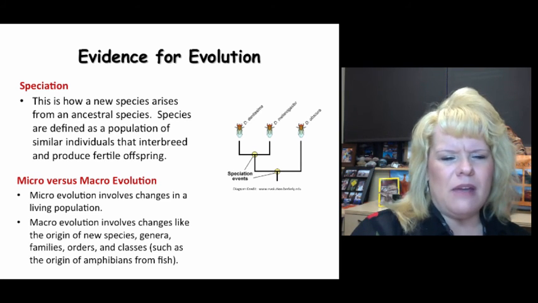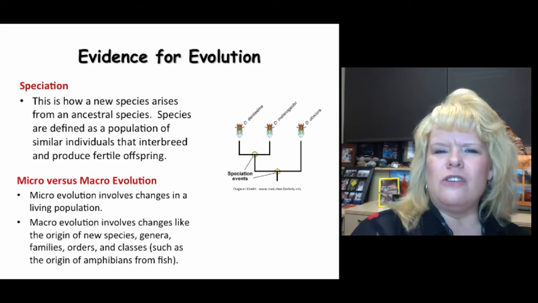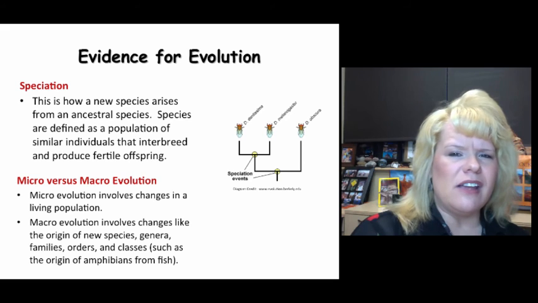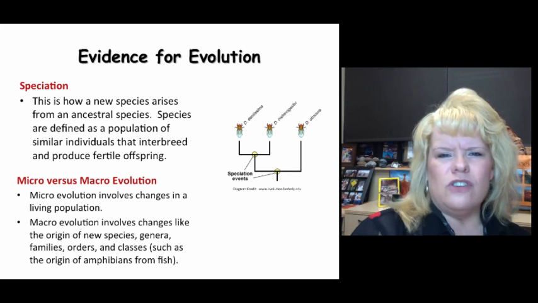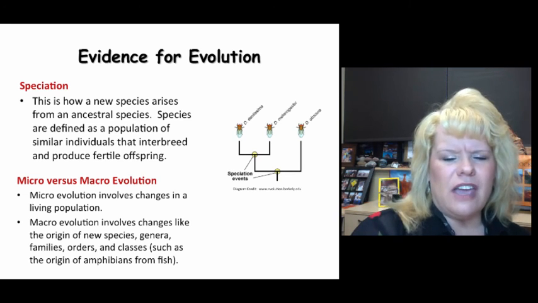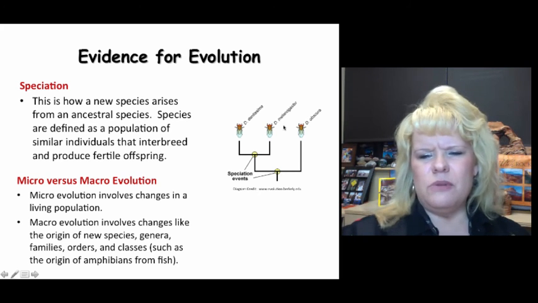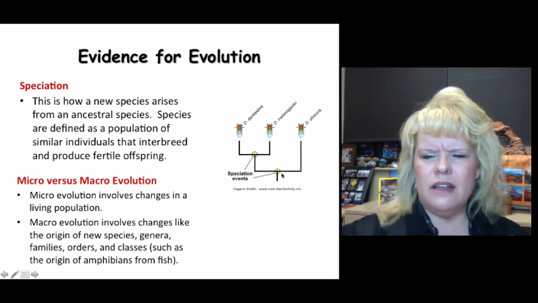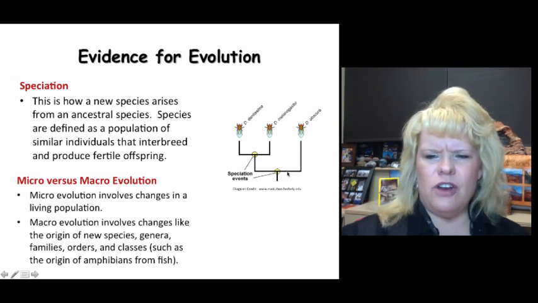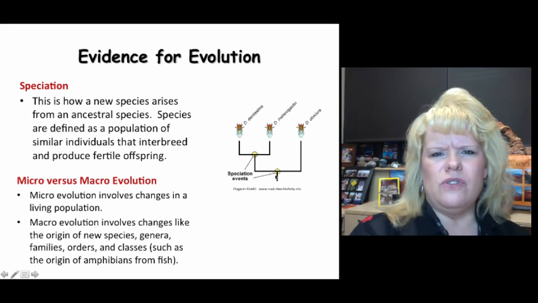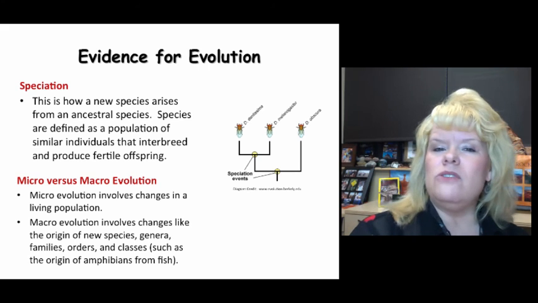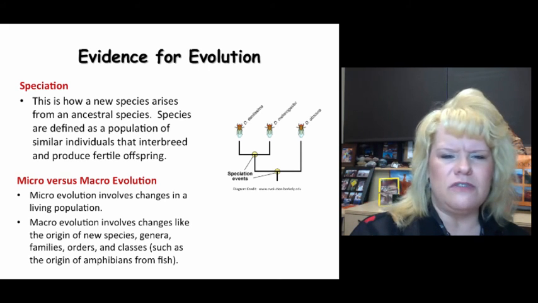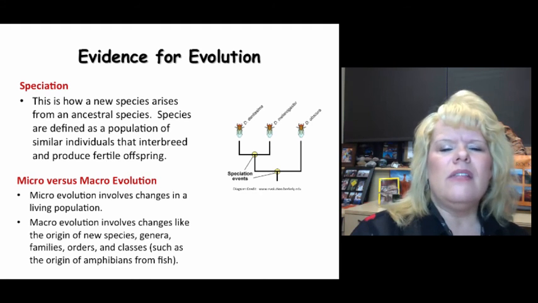We also have to examine micro versus macroevolution. Microevolution involves changes of a population that is living, where macro involves changes like an origin of a new species, genera, families, orders, classes from the Linnaean classification system. So let's look at this. This would be 2 fruit flies, and we have a speciation event that changes 2 different species, but it came from a different ancestor. So sometimes organisms will branch off and make new species for one reason or another. But remember, a species is defined as a population of similar individuals that can interbreed.